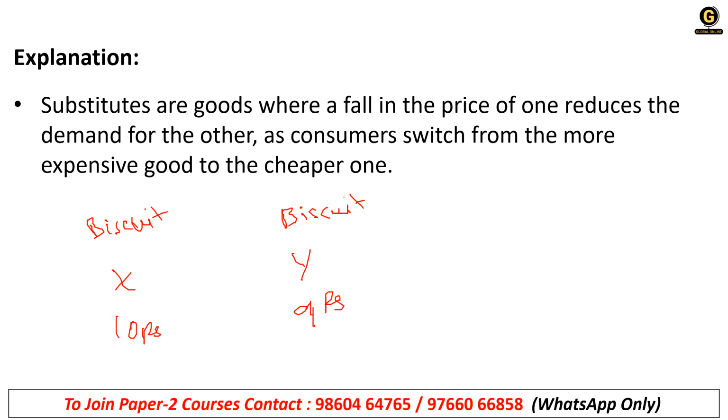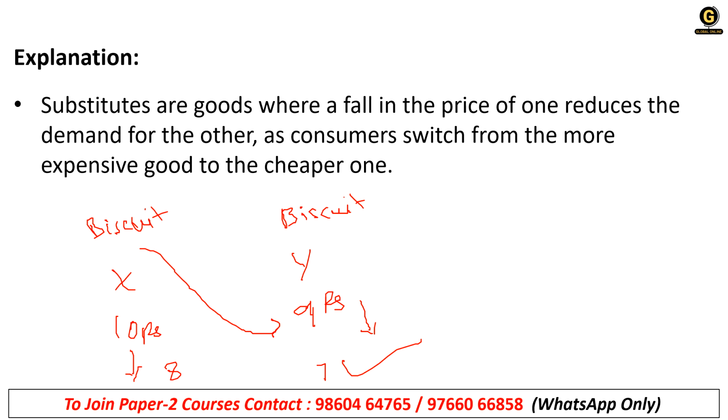Getting it? Both are biscuits, but the price is different. And when these substitute goods, if the price is decreased from 10 to 8 for example, and this is also decreased from 9 to 7, so people will shift from this to this biscuit. Why? Because both the products are similar, these are the substitute goods, but there is a price difference.